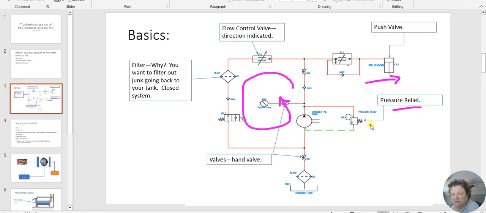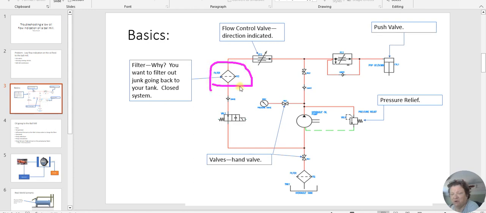Pressure relief, that's what this little symbol is. That's so that you don't over pressurize your pump. Valve direction, or just a regular valve, or pneumatic valve. And then obviously filters come into play with oil or hydraulics because you don't want junk going into your system, and you have to be able to keep a clean tank. So keep those in mind for a second.